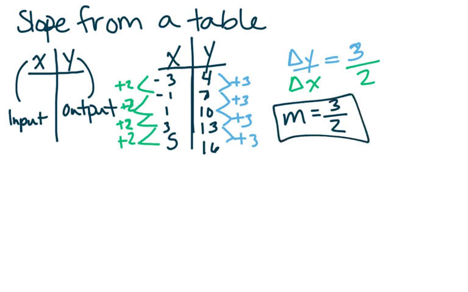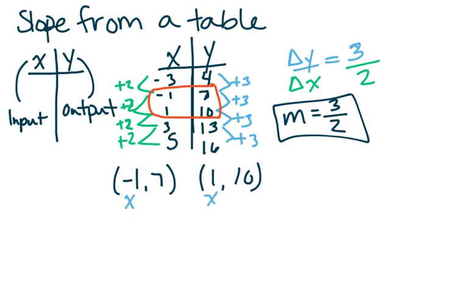The other way you could do it is you could pick 2 points. So let's say I picked these 2 points right here. Circle a little bit better. So I'm going to pick those 2 points. I'm going to pull them out here, and I have negative 1, 7 and 1, 10. And now it's 2 points just like I had before. So x and x, y and y. So when I do this, m equals y minus y, so 7 minus 10 over negative 1 minus 1.